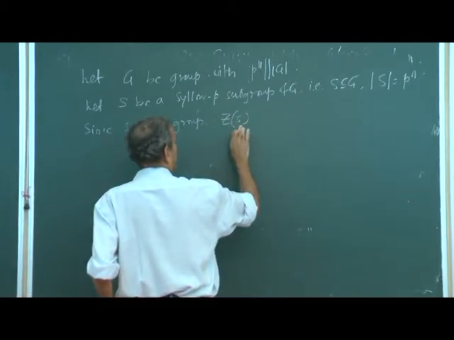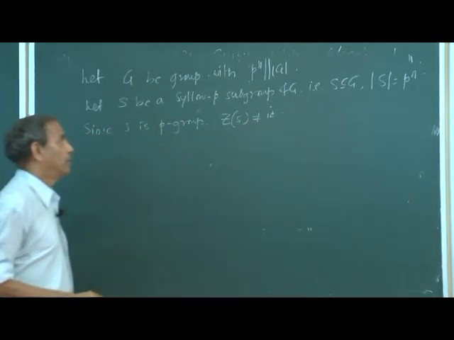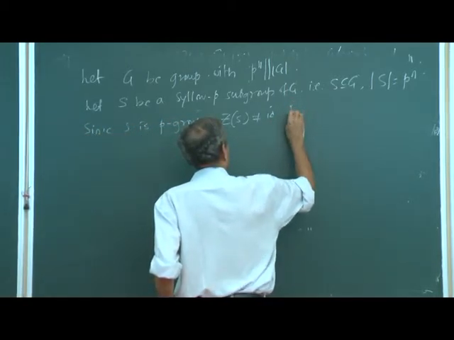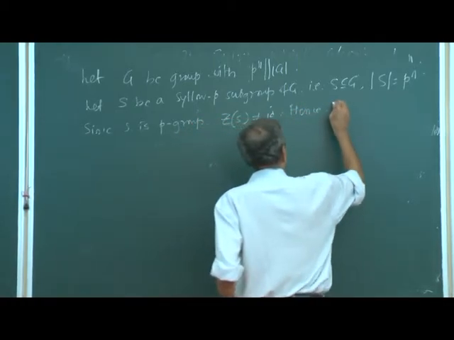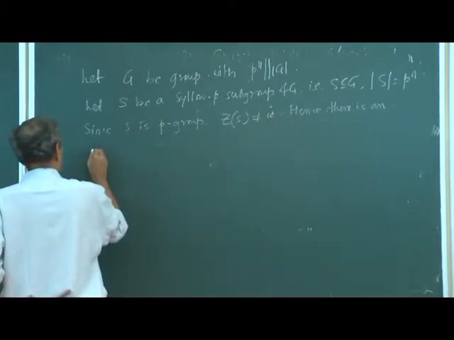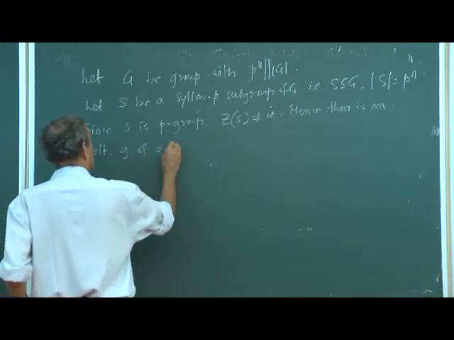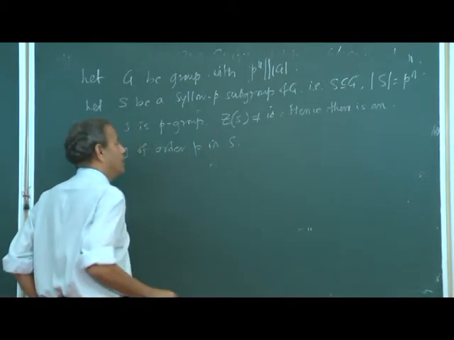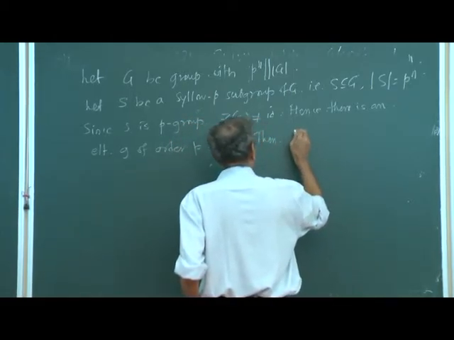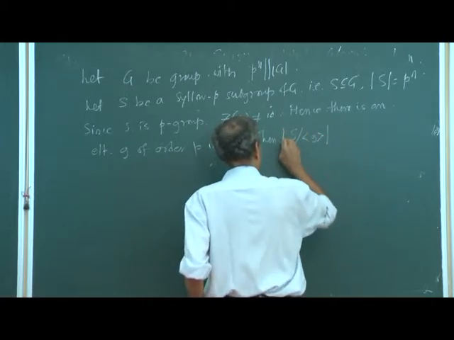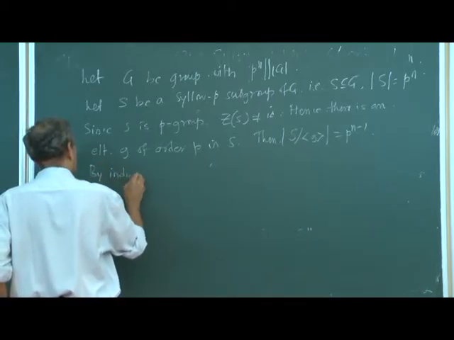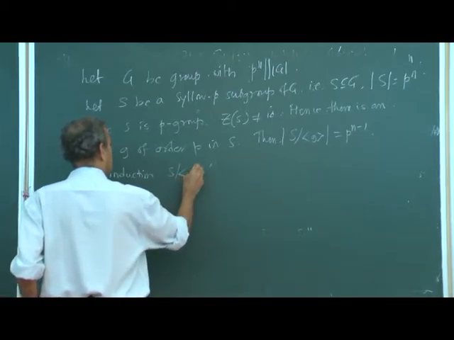Since S is a P group, ZS, the center of S, is not equal to identity. Hence, there is an element g of order P in the center of S. Then S mod <g> has order P raised to n minus 1.